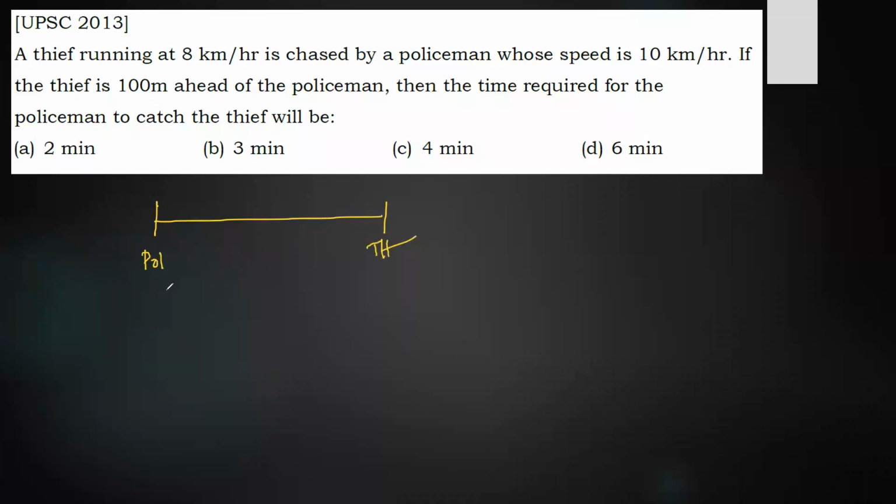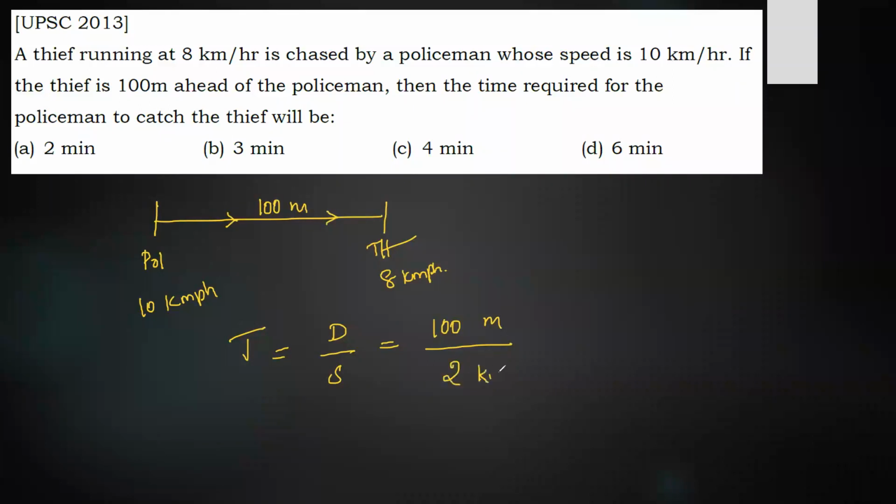Okay, so this question: a thief running at 8 km per hour is chased by a policeman whose speed is 10 km per hour. If the thief is 100 meters ahead of the policeman. This is already done in the previous concept, right? So here police, here thief. Police speed is 10 km per hour, thief speed is 8 km per hour. Initially, the distance between the thief and the police is 100 meters. The question is, what is the time required?